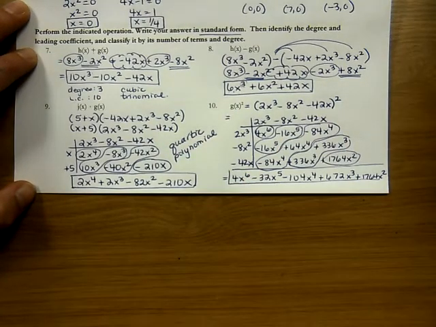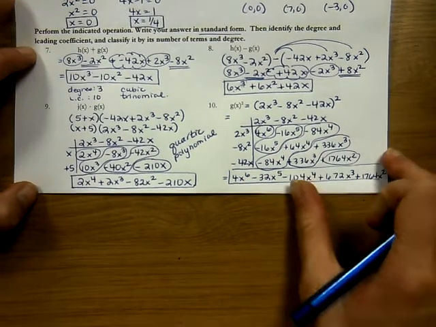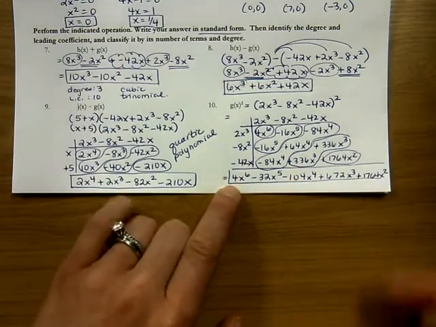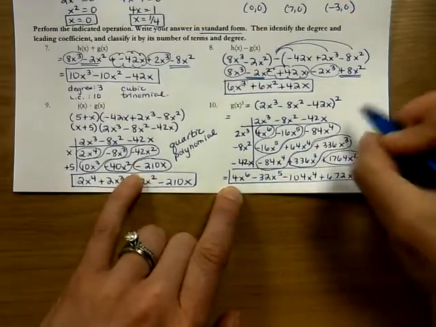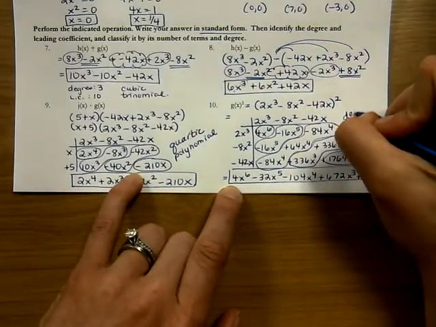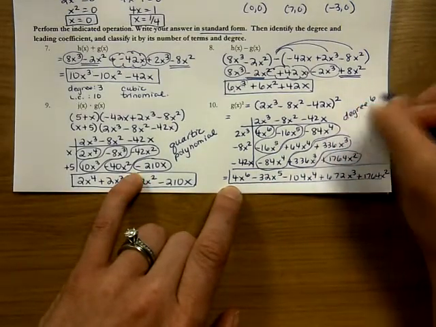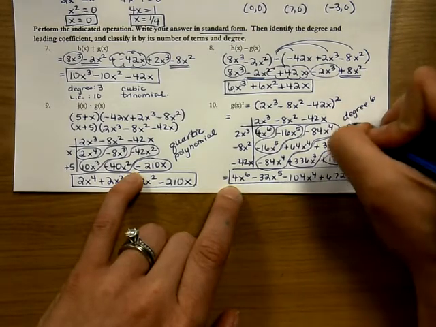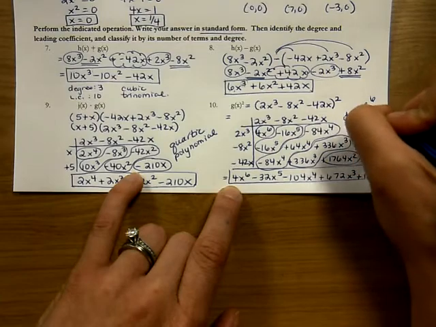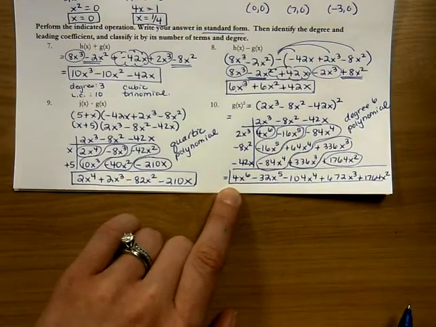All right. So the degree is 6. Leading coefficient, 4. If I were to classify this by the degree and the number of terms, because it's degree 6, we just say degree 6. Because there's 1, 2, 3, 4, 5 terms, anything more than 3, we just say a polynomial. And there we go. All right, moving on to the next page.